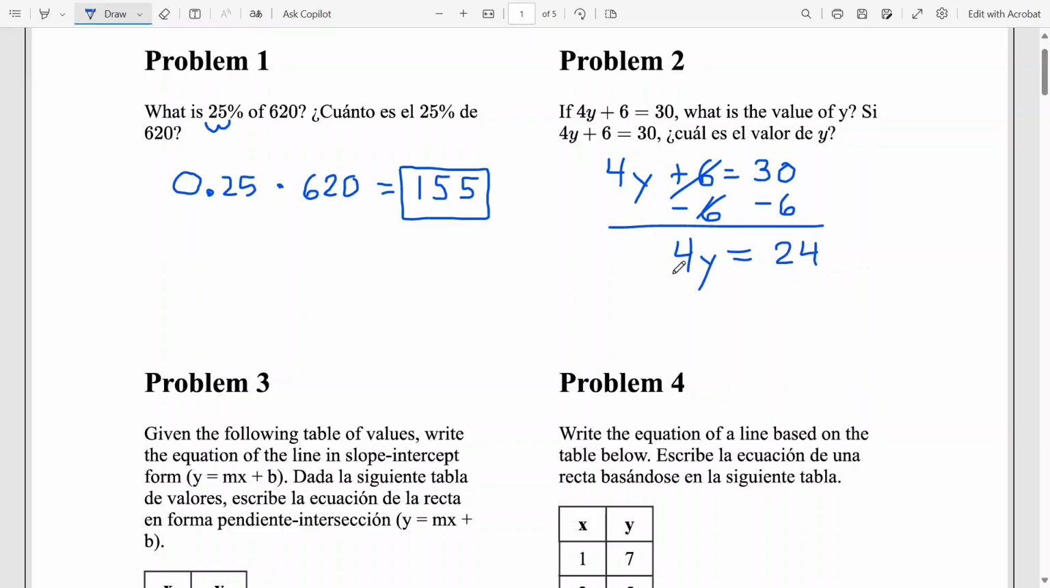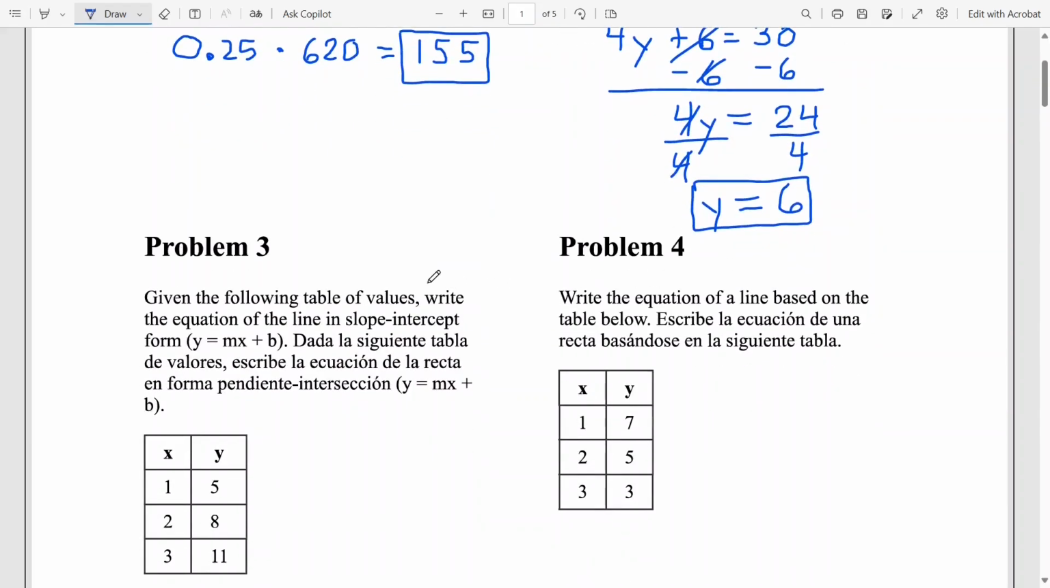Okay, we want to now get rid of the multiplication of 4 by y, so we can divide by 4, do the inverse operation. 4 divided by 4 is 1, and 1 times y is just y. So we get y equals 24 divided by 4, which is 6. Okay? All right, let's keep going.